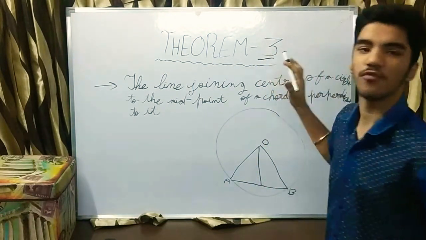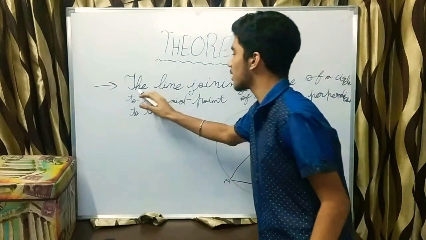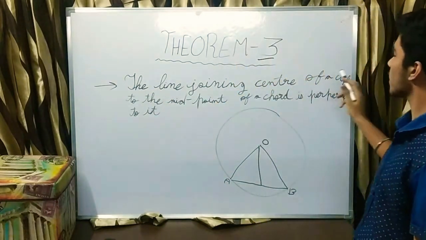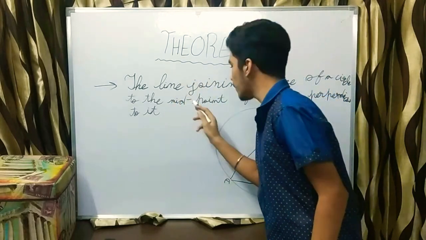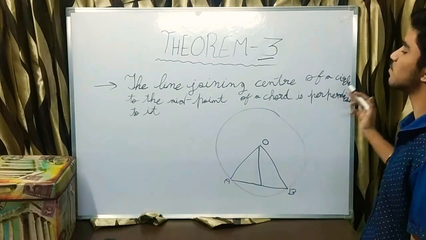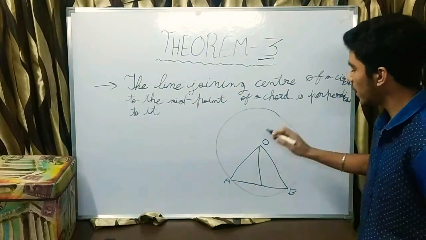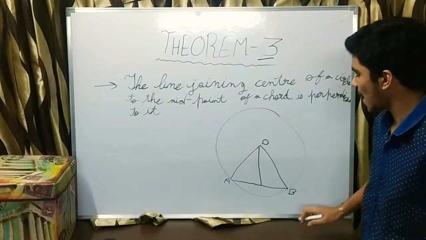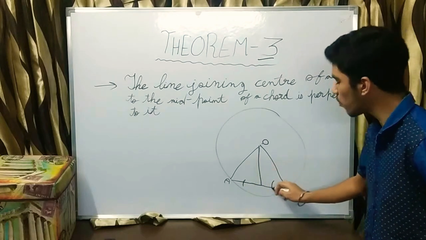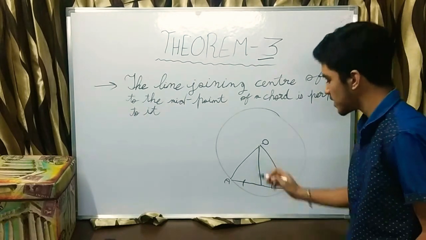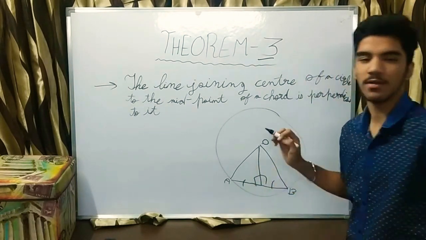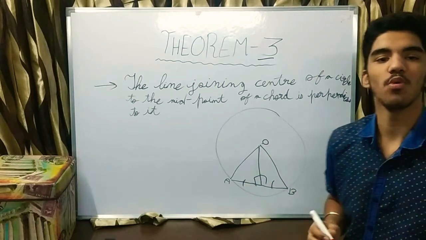So the third theorem says that the line joining the center of a circle to the midpoint of a chord is perpendicular to it, which means that if this is the center and it is dividing the chord into two equal parts, then it is perpendicular to it. Now how to prove it?